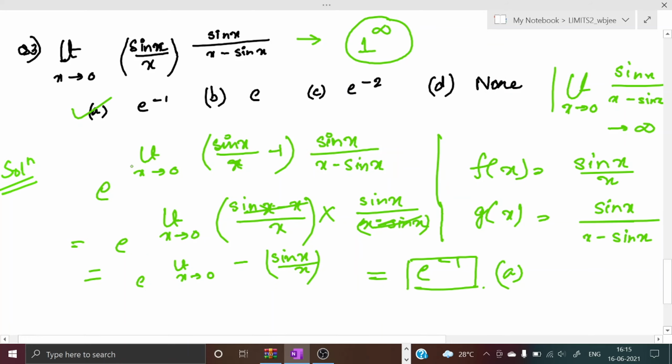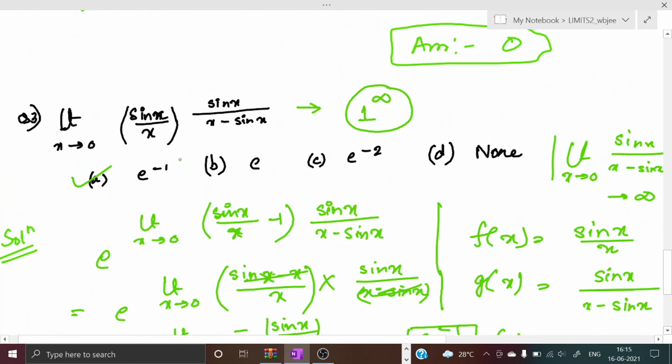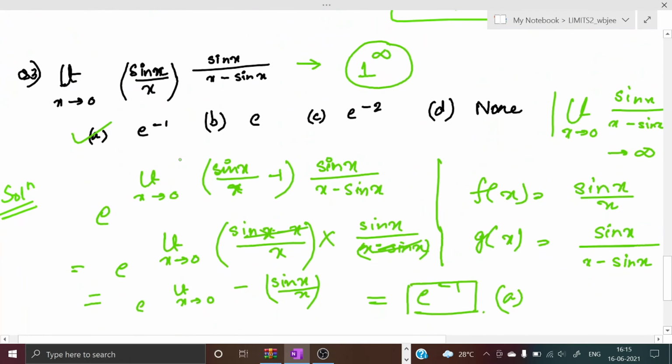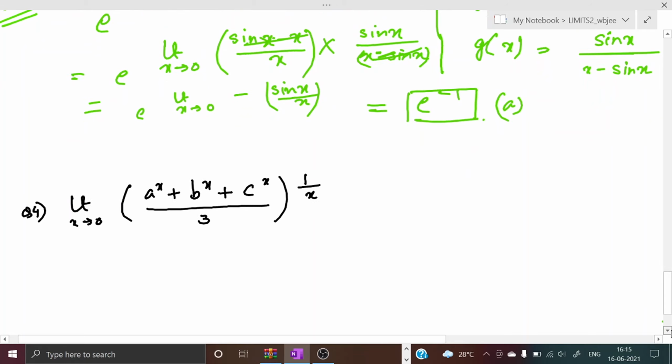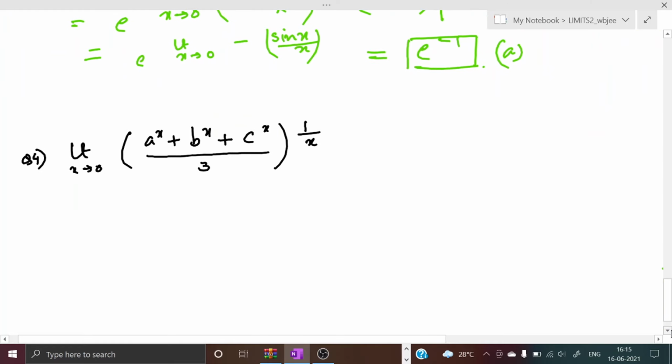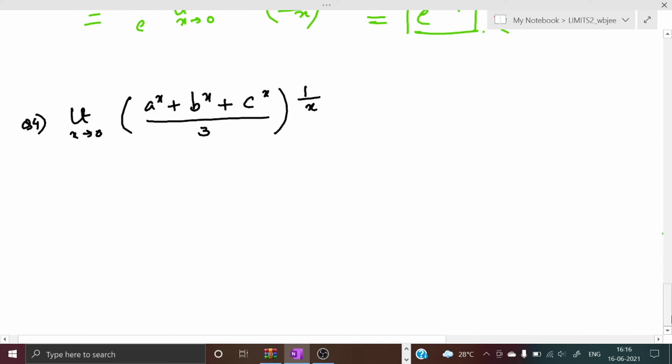Easy question, you just have to remember the formula. And you have to see that the limit is tending to 1 to the power infinity also. You cannot just apply it directly. Now the next question is also a very good question, and I think this will also tend to 1 to the power infinity only.